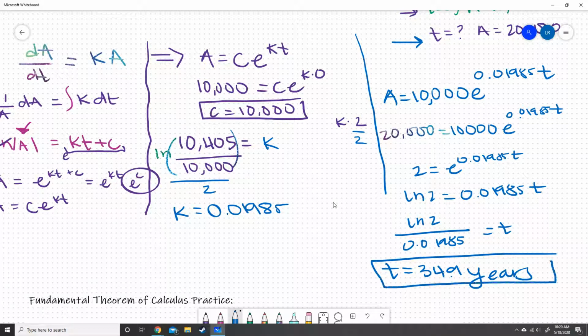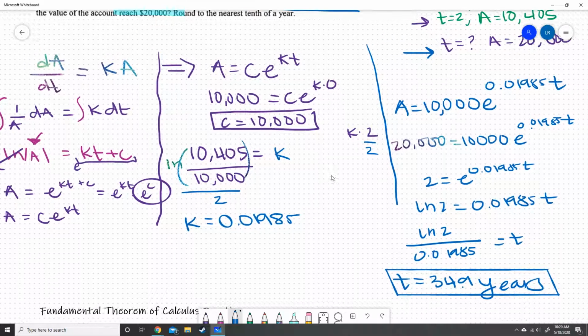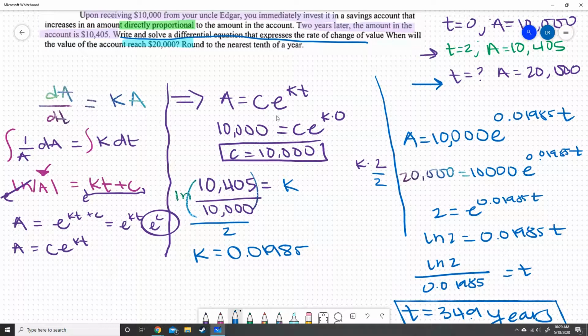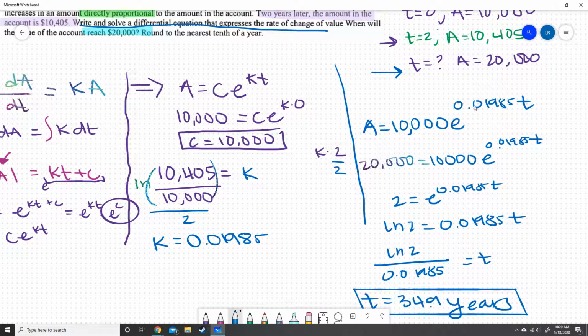So this is what we did. We read the question. We deciphered exactly what it was asking. We wrote off to the side the important information, the initial condition, that next condition that they gave us, and then what we were solving for. Here is our differential equation, and this is the differential equation that expresses the rate of change of the value. So the rate of change of the value is directly proportional. We solved it out and we got this equation here. And then we found our initial condition, we found our k, and then we used those to create an equation where we could then solve for how many years.